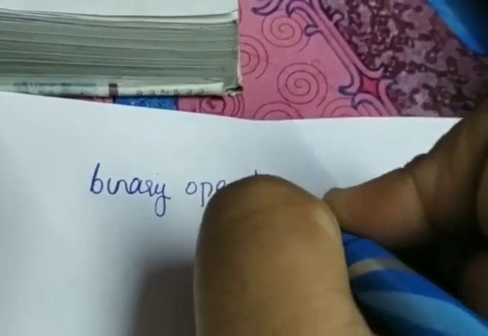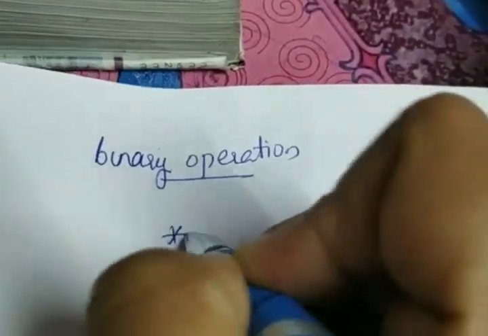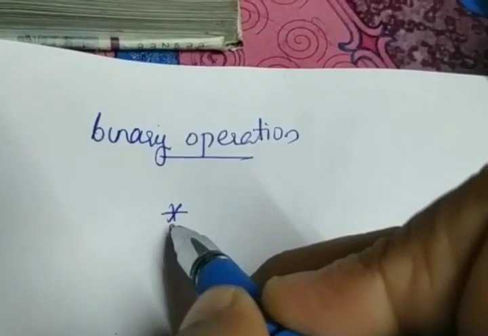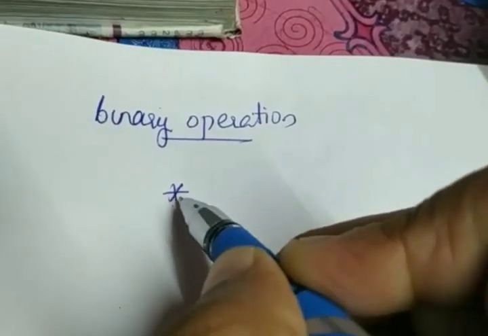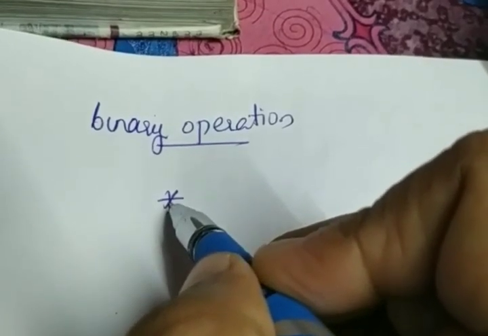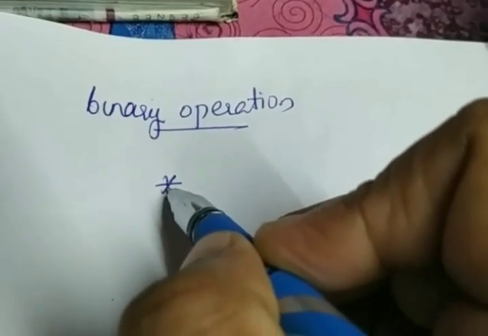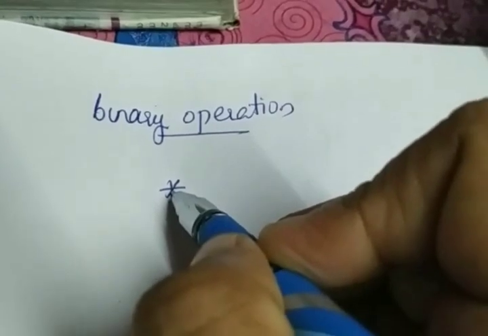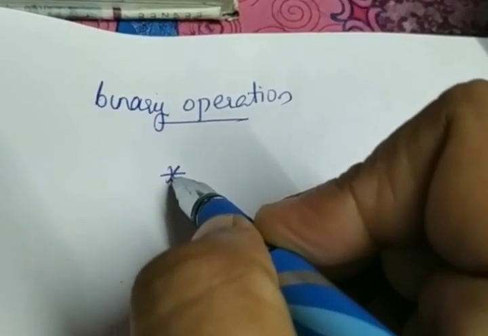And the last portion we dealt with was the binary operation. Usually the binary operation is denoted by star. Binary operation means we have to operate with two elements, and we checked whether the given operation is a binary operation, whether it is commutative, whether it is associative, and we had to find the identity element and also the inverse.